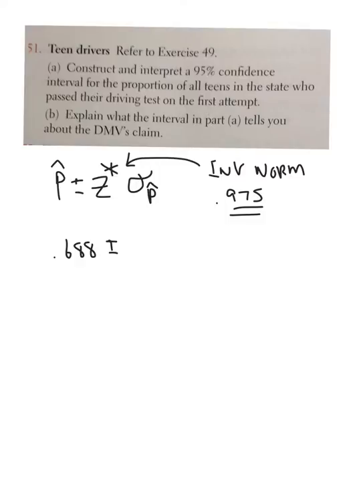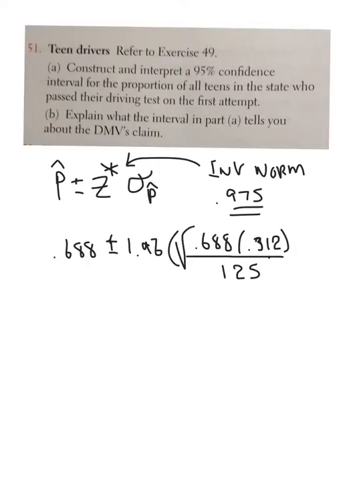Let me check. Yes, 1.96. And that standard deviation, now this is for our sample proportion, so 0.688 times 1 minus that, 0.312, and we're going to divide that by the sample size. I think that was 125, and we're going to take the square root of that.